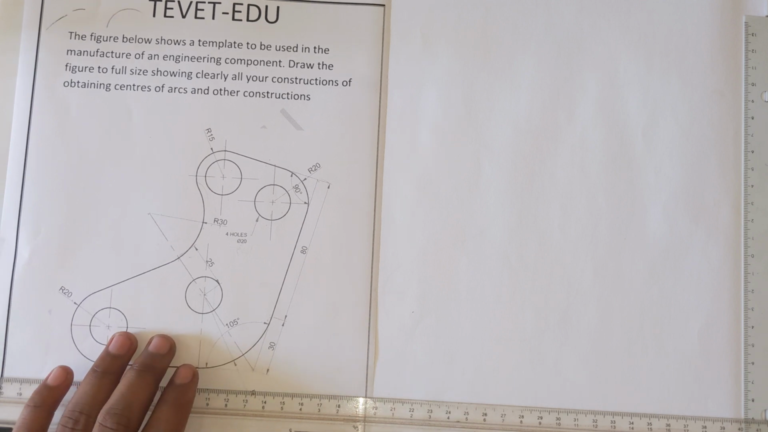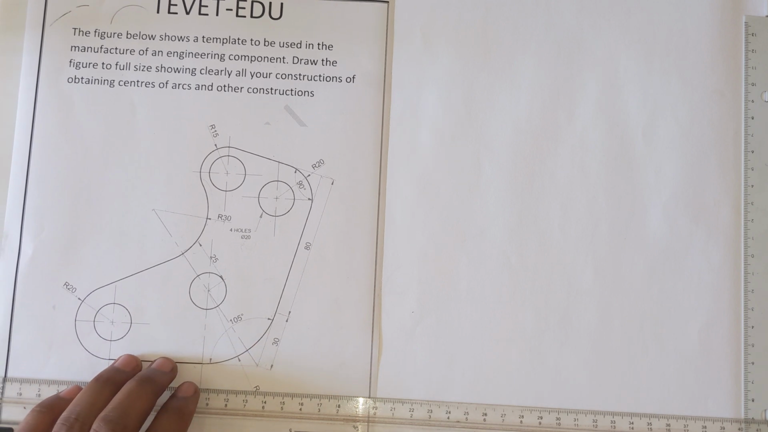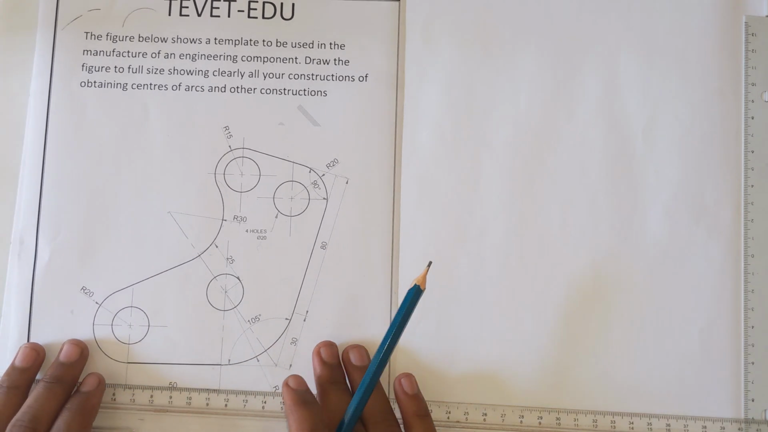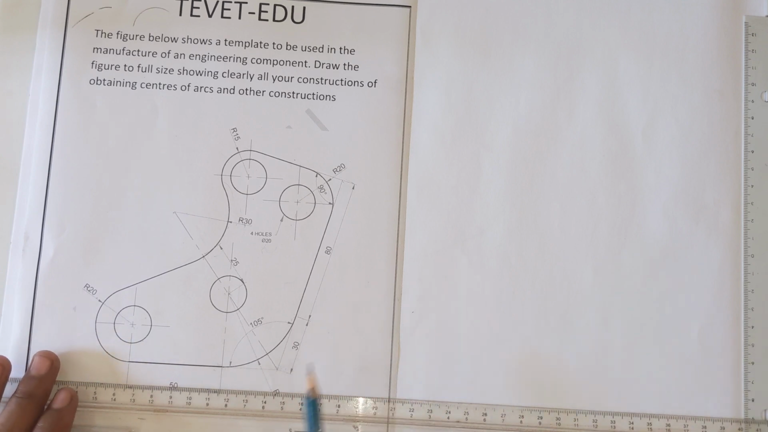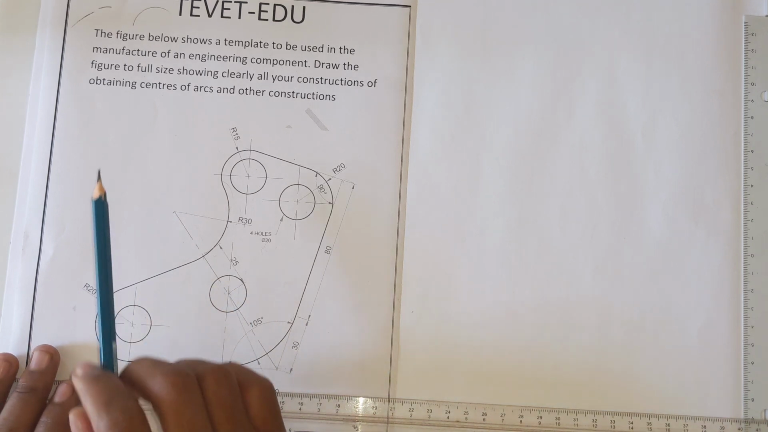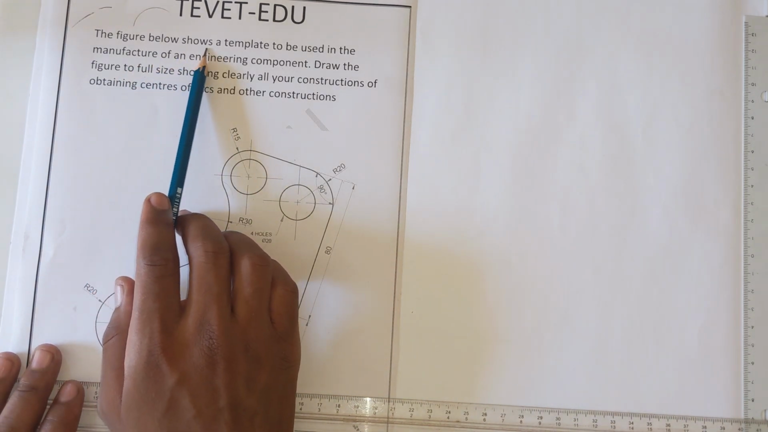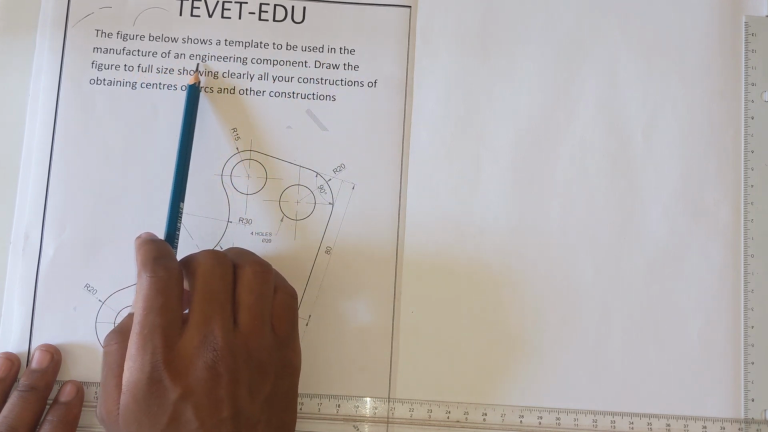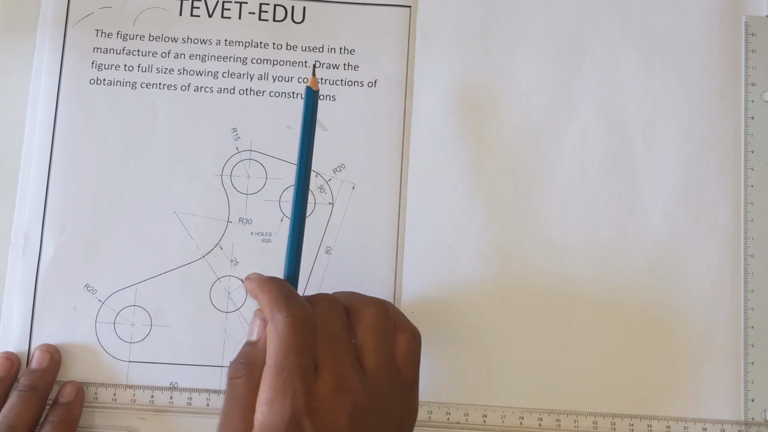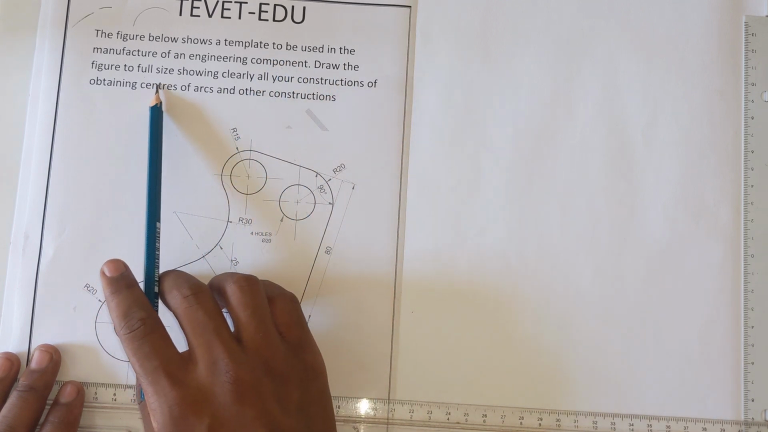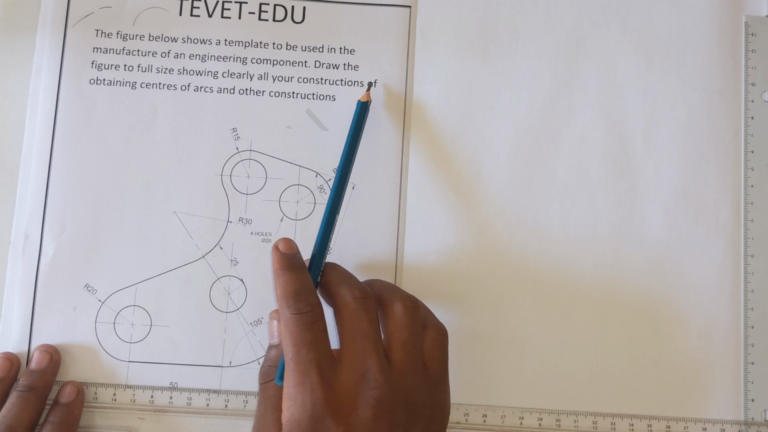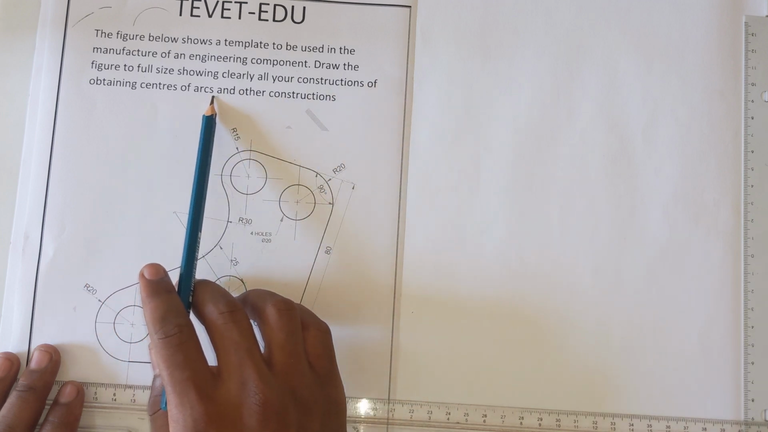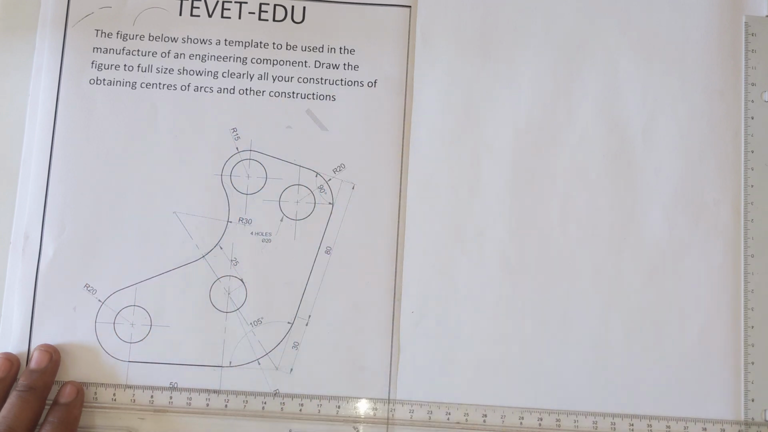So today I want to show you how we can answer this question, which is under blending of lines and curves and a bit of some tangency. So I think this line is a tangent here. So the question says, the figure below shows a template to be used in the manufacture of an engineering component. Draw the figure to full size, showing clearly all your constructions of obtaining centers of arcs and other constructions.